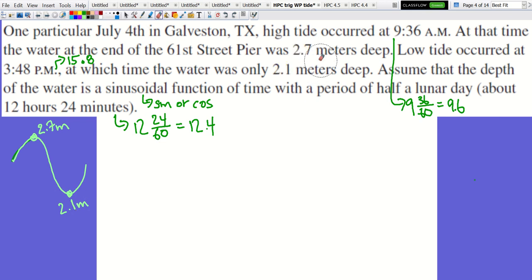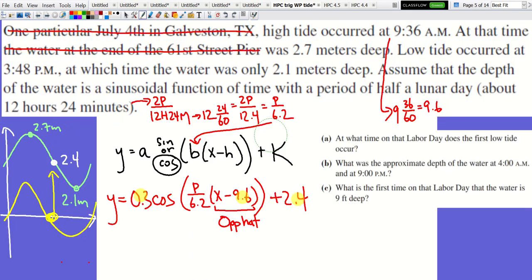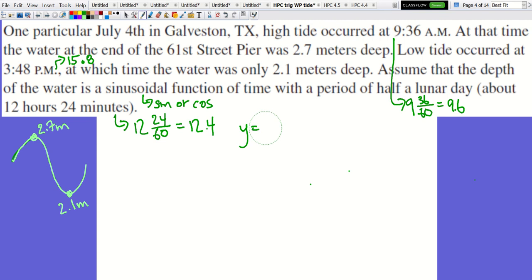Here is our generic function that we're going to use: y equals A times sine or cosine of parentheses B(x plus or minus H), and then plus K. This looks complicated, but it is based off something we already know, actually.